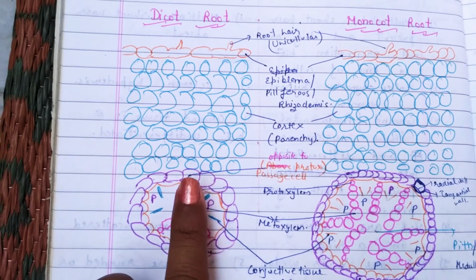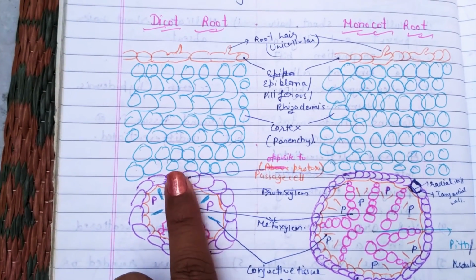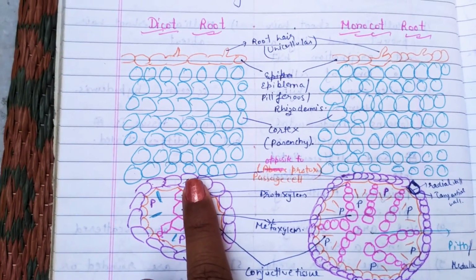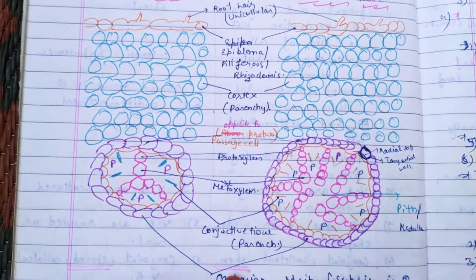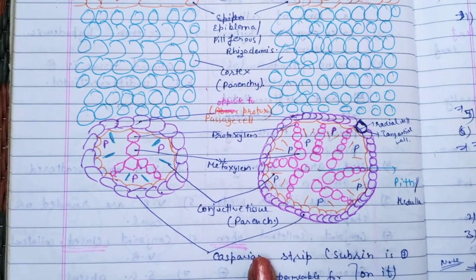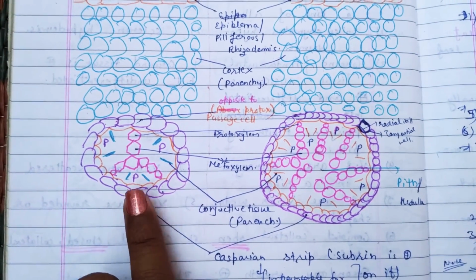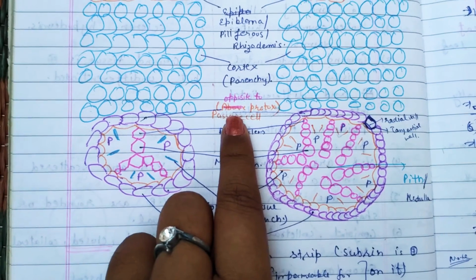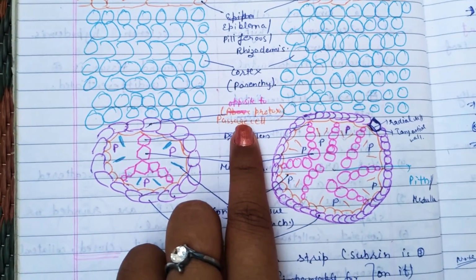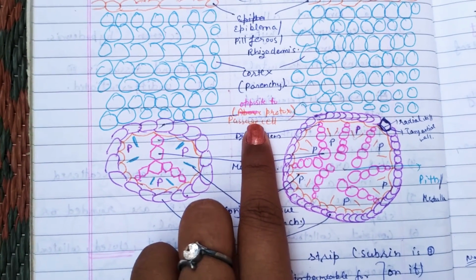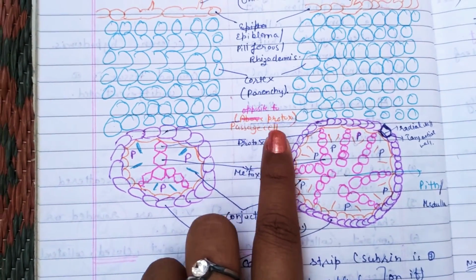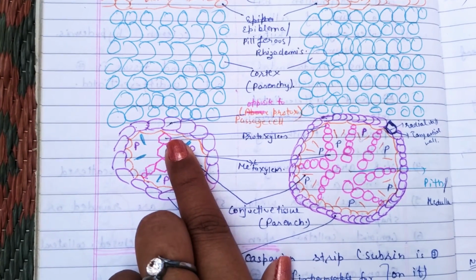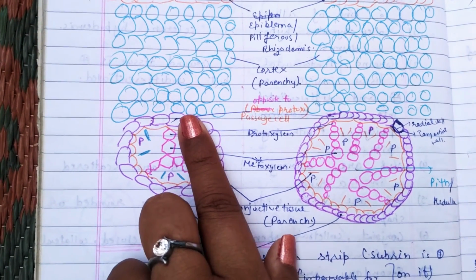Now in the dicot root you can see a layer of endodermis, and this layer is made up of two types of cells. One is the passage cell, and the second is the Casparian strip cell. In the Casparian strip cells there is suberin, and due to the presence of suberin they are impermeable to water. But the passage cells are thin-walled and have no suberin. That's why they are responsible for the conduction of water, and these passage cells lie opposite to the protoxylem, that is, above the protoxylem there is a passage cell.